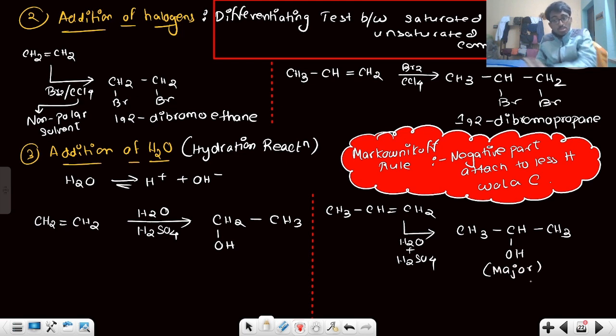It's not like the OH will not attach to that carbon. It will attach, but that will be a minor product. Major product is going to be this CH3 CHOH CH3. Clear? That will also be formed. But when we write in our examination, we will write for the major product only, not for the minor product. Clear? So hydration reaction understood? If it's a symmetrical one, it's a very simple one, ethylene, no problem. Any side you attach. But when it is an asymmetrical one, then you have to follow Markovnikov rule, which says that negative part will attach to the less hydrogen wala carbon. Clear or not? Clear? Next.